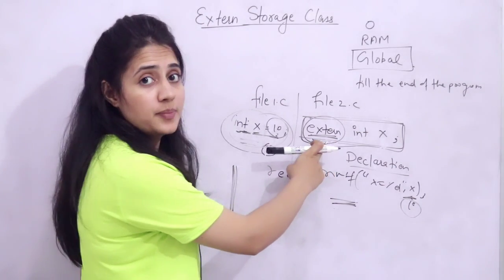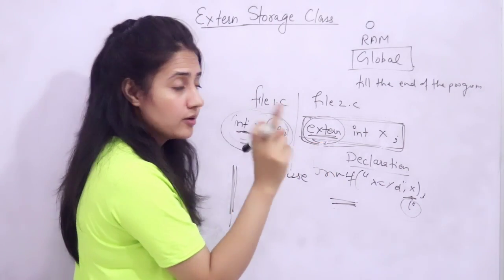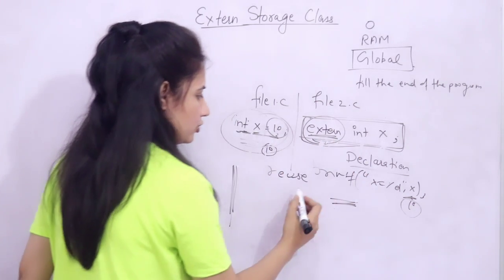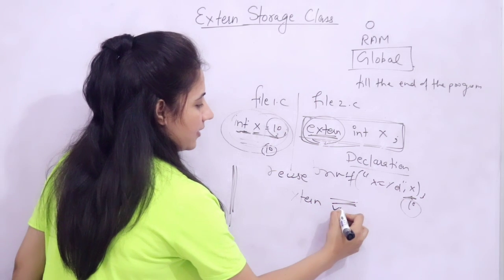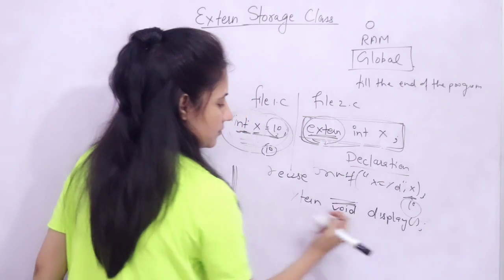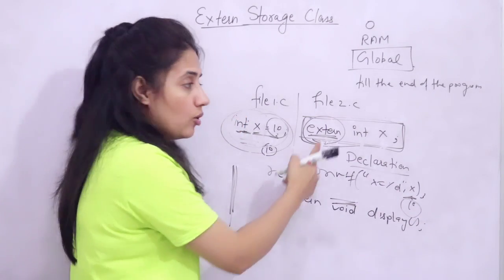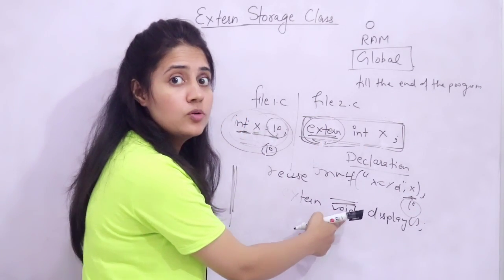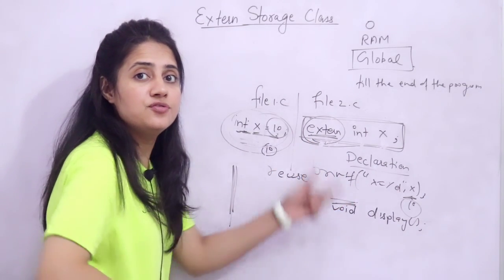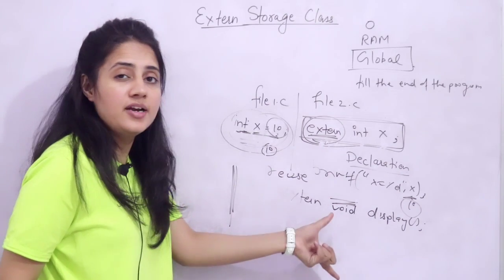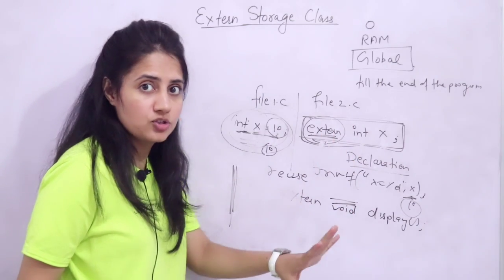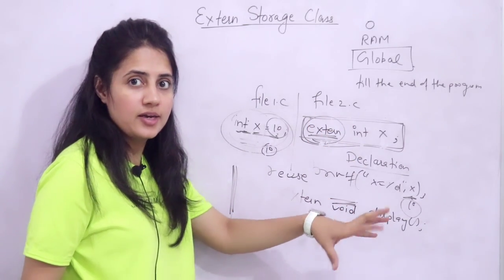So the extern keyword is basically used to declare, not define, just to declare a global variable or a function. If you want to use it with a function, you can also do that: simply write extern and then the data type and name of the function. Suppose I take a function display, that's it. It is just used to declare a global variable or a function, which provides a reference to the variable or function already defined in another file or maybe in a different block. So it is just going to declare the variable or the function in a separate file.